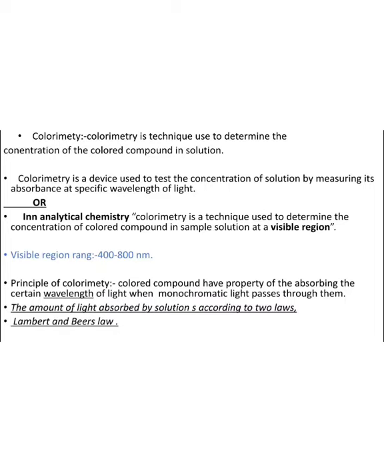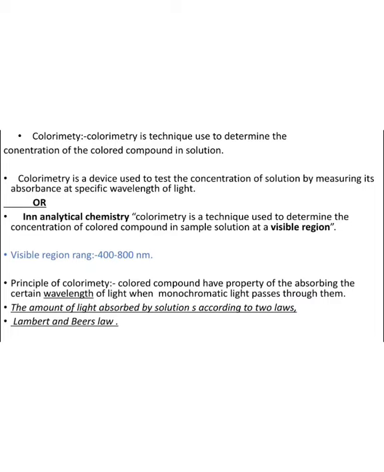Colorimetry is a technique used to test the concentration of a solution by measuring its absorbance at a specific wavelength of light. In a specific wavelength of light we determine the absorbance. Then once absorbance is found, the concentration is also found.